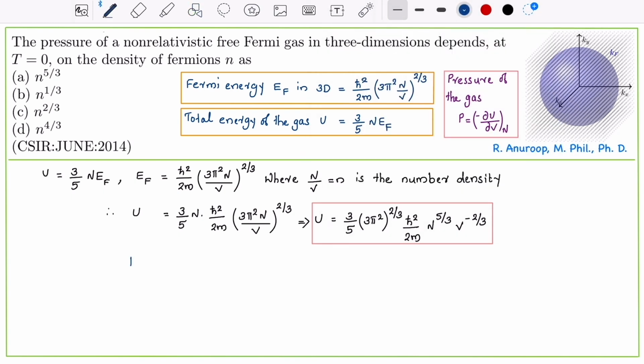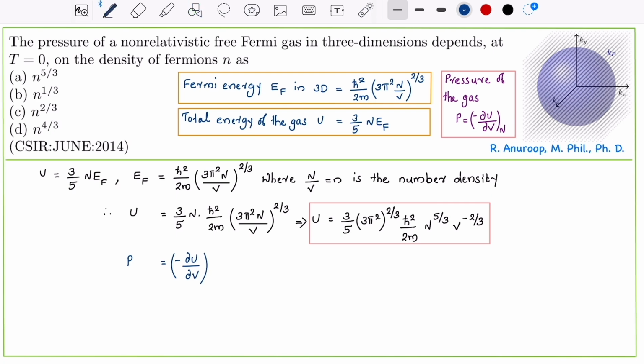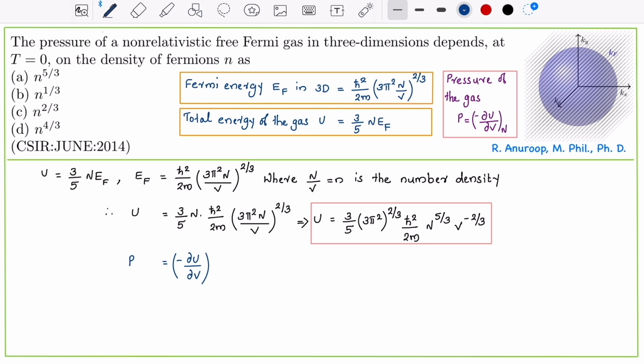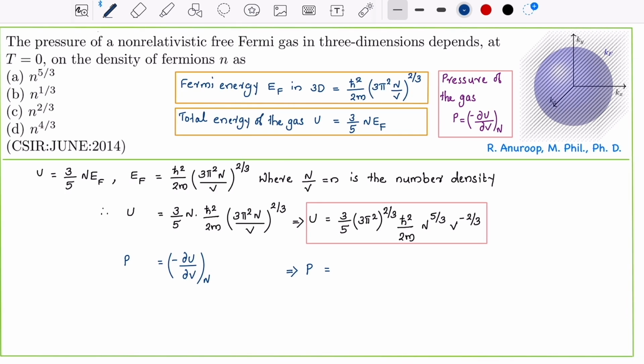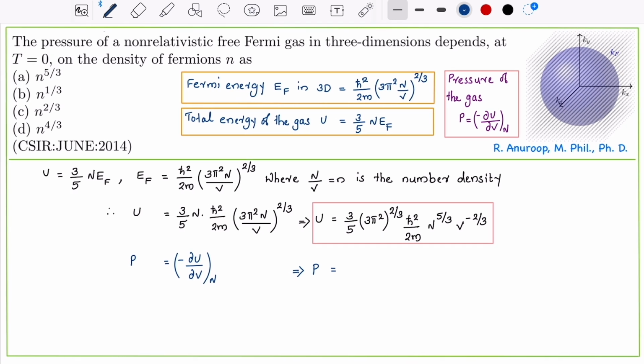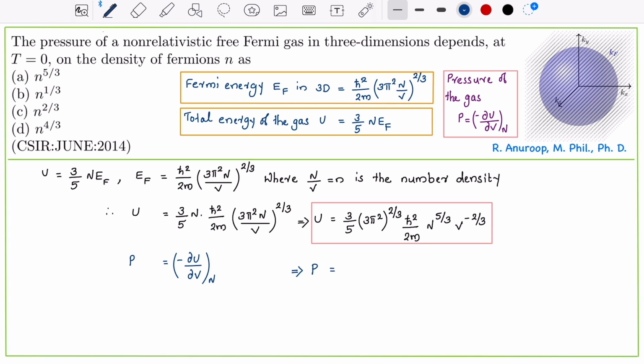Now our aim is to find out the pressure of the gas. The pressure is given by minus ∂U by ∂V at constant N. So we have to differentiate the above expression with respect to V, keeping capital N constant. Or P is equal to minus ∂ by ∂V.